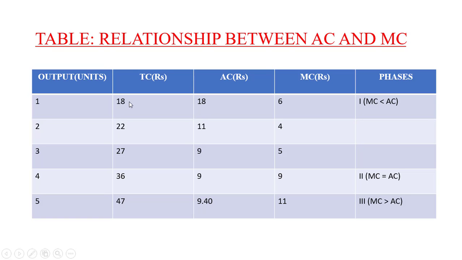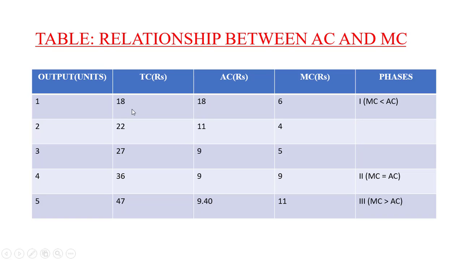Now how are you getting this? AC into 1, that is, average cost times output: 18 into 1 is 18, 11 into 2 is 22, 9 into 3 is 27, 9 into 4 is 36, 9.40 into 5 is 47. So you have seen this with the help of the formula. You need to remember the formula also to know how it has been calculated. Now how is this value of TC coming? TC is coming from this AC, as I have told you: 18 into 1, 11 into 2, 9 into 3, 9 into 4 and 9.4 into 5. Now how are we getting this average cost?